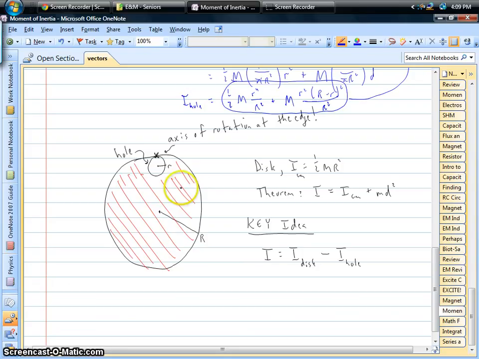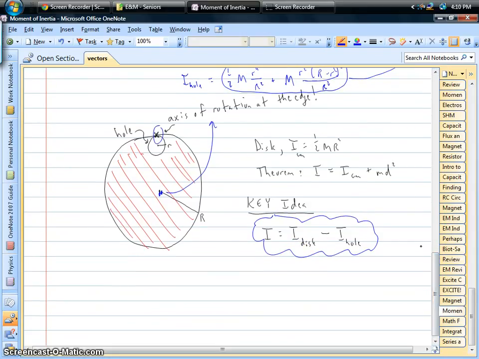So you're going to have this entire system. Okay, the center of the disk is going to be revolving around the axis of rotation up here, up at the top. Okay, what's this going to look like? Well, here we're going to have to use the parallel axis theorem on both the disk itself as well as the hole. The key idea is still the same. We can subtract. If we can find these two inertias, we can subtract them to get the inertia of the whole system.